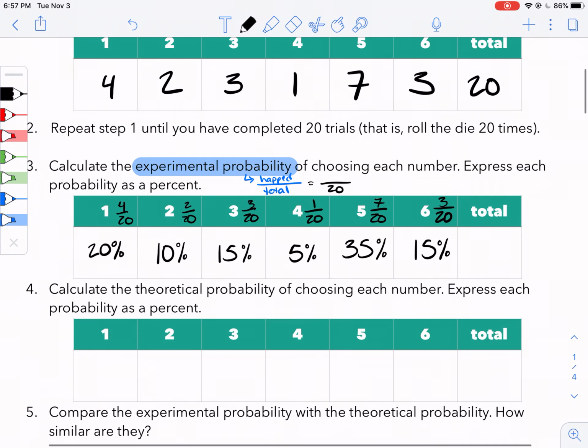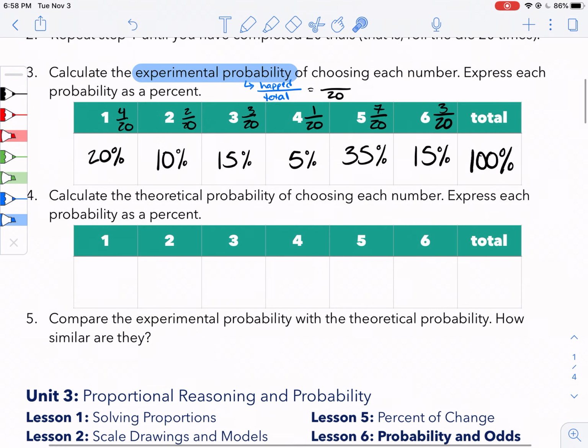Now if I found all my percents right, they should add up to 100%. Let's check. 20 plus 10 is 30, plus 15 is 45, plus 5 is 50, plus 35 is 85, plus 15 is in fact 100%. Sweet, we must have done something right.